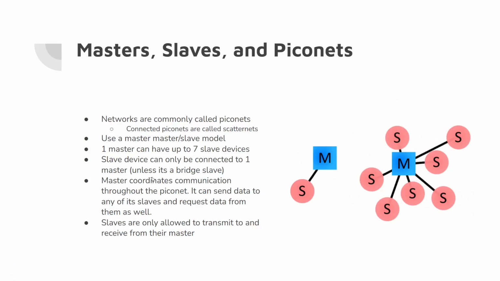So the master coordinates communication throughout the piconet. It can send data to any of its slaves and also request data from them as well. However, slaves are only allowed to transmit and receive from their master, with the caveat that it's a bridge slave.